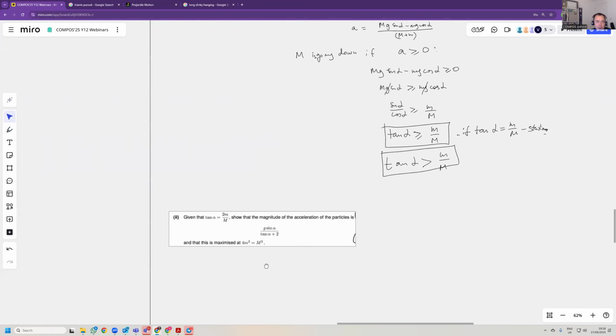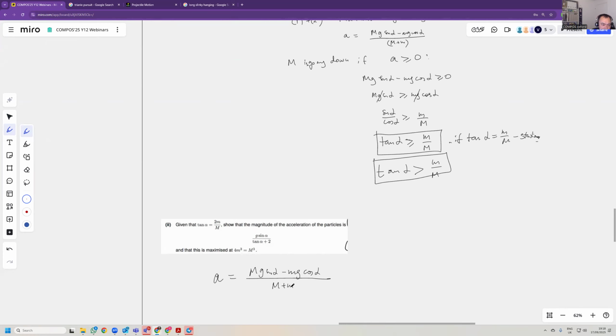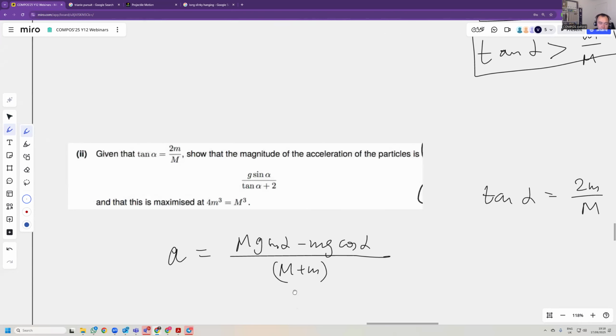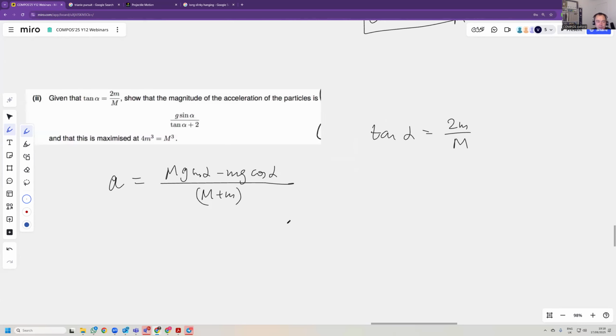Well, we already know that the acceleration is mg sine alpha minus mg cos alpha divided by m plus m. And if we know that tan alpha is 2m over m, well, what can we do?